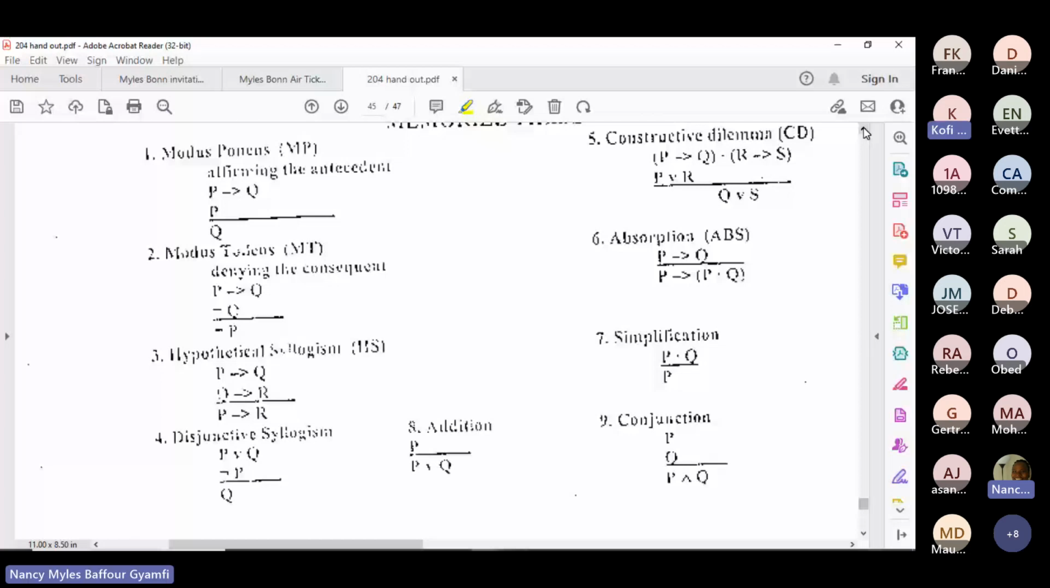Madam, please can you repeat? Oh my bad, you can't see anything on the screen. The first one I said, modus ponens, MP: P conditional Q, P, therefore Q. That's the first one, the rule of inference, deduction. Okay. Two, modus tollens: P conditional Q, not Q, therefore not P. Three, hypothetical syllogism.